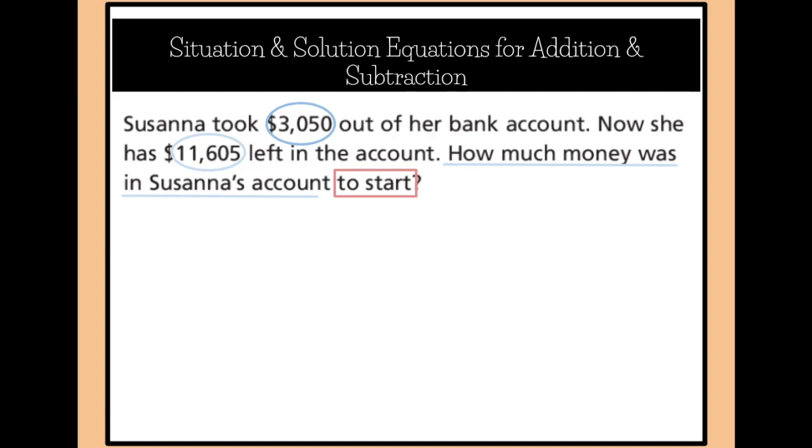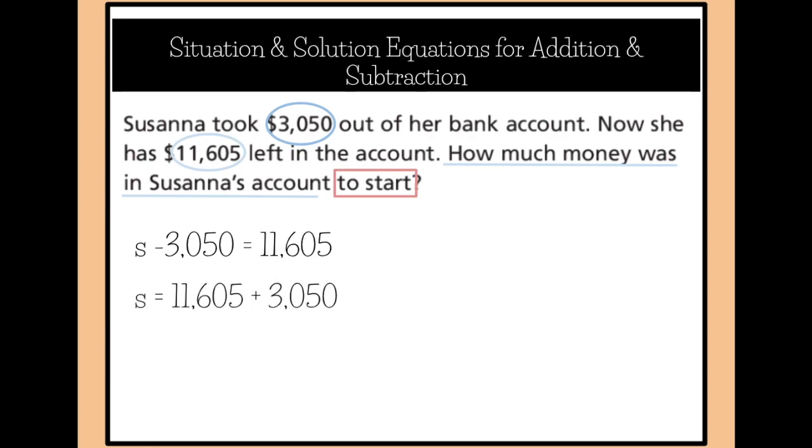So let's look at a couple equations that we are going to use to solve for the answer. The first one that I came up with is S, which I used to represent the start, the money that she had in the beginning. So S minus 3,050 equals 11,605 because that's how much money that she has left in the account at the end of her transactions. This type of problem that shows the structure of the information in the problem is called a situation equation, which we discussed in the prior slide.